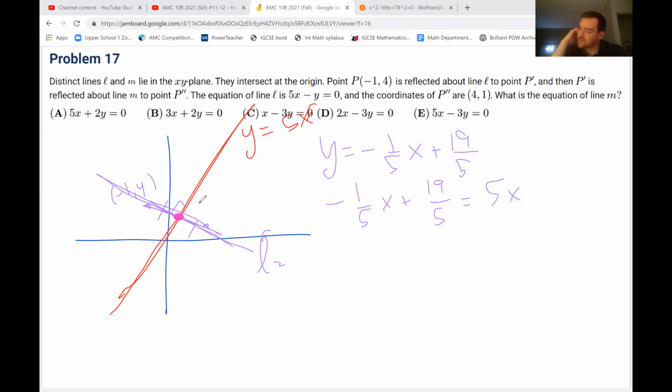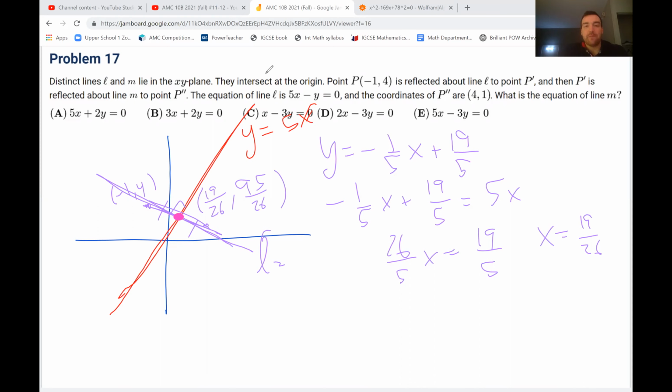If you simplify this, you get 26/5 x equals 19/5, which basically means x is 19/26. And then the y value is going to be 5 times that, which is 95/26.